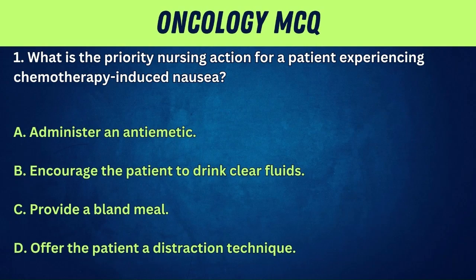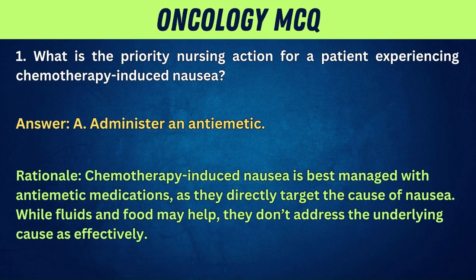1. What is the priority nursing action for a patient experiencing chemotherapy-induced nausea? A. Administer an antiemetic. B. Encourage the patient to drink clear fluids. C. Provide a bland meal. D. Offer the patient a distraction technique. Answer: A. Administer an antiemetic.